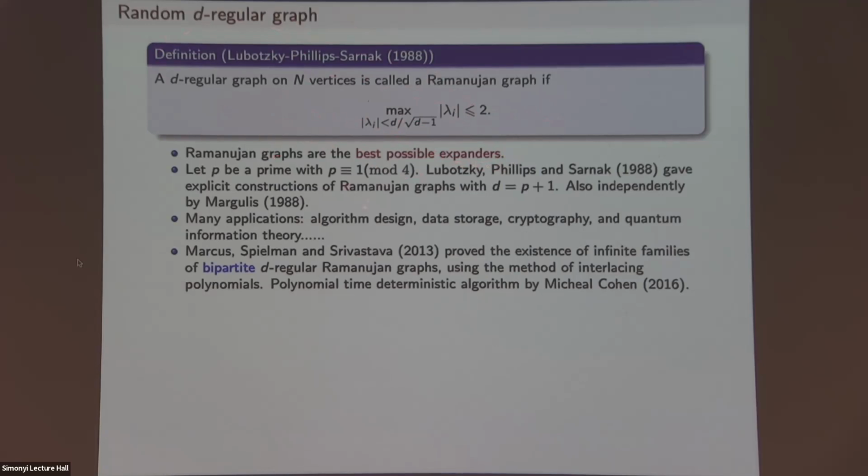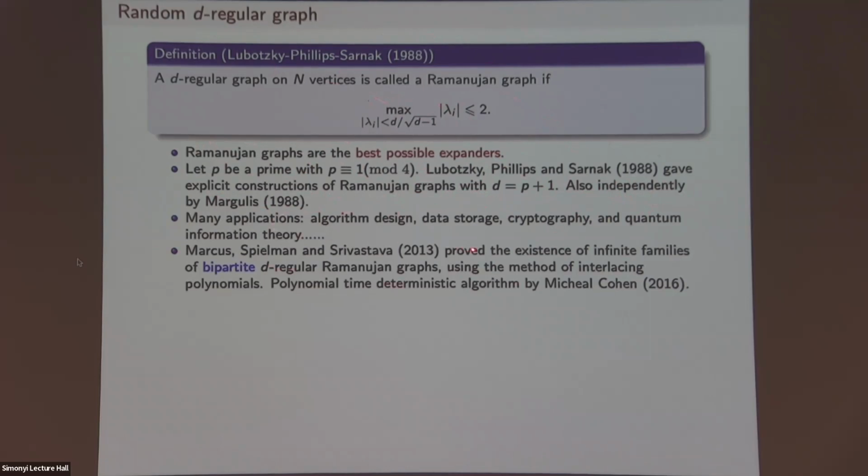And in the same paper, Lubotzky, Phillips, and Sarnak give an explicit construction of Ramanujan graphs for degree D, which is prime plus 1. The construction was also given independently by Margulis. To show those graphs are Ramanujan graphs, they use some version of the Ramanujan conjecture. That's why they are called Ramanujan graphs. And since then, Ramanujan graphs have found a lot of applications.